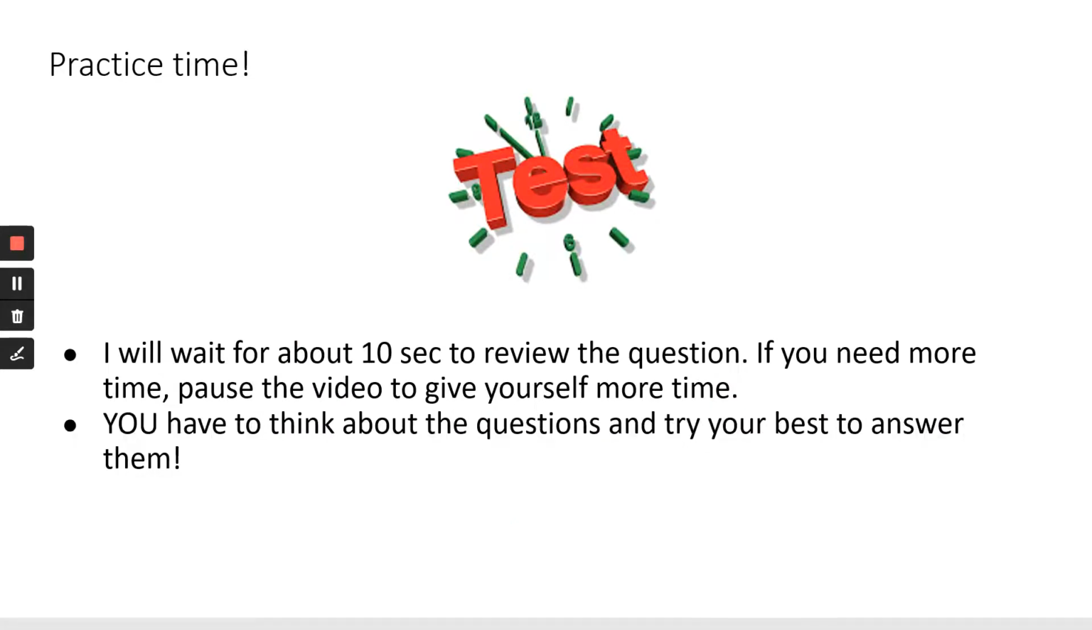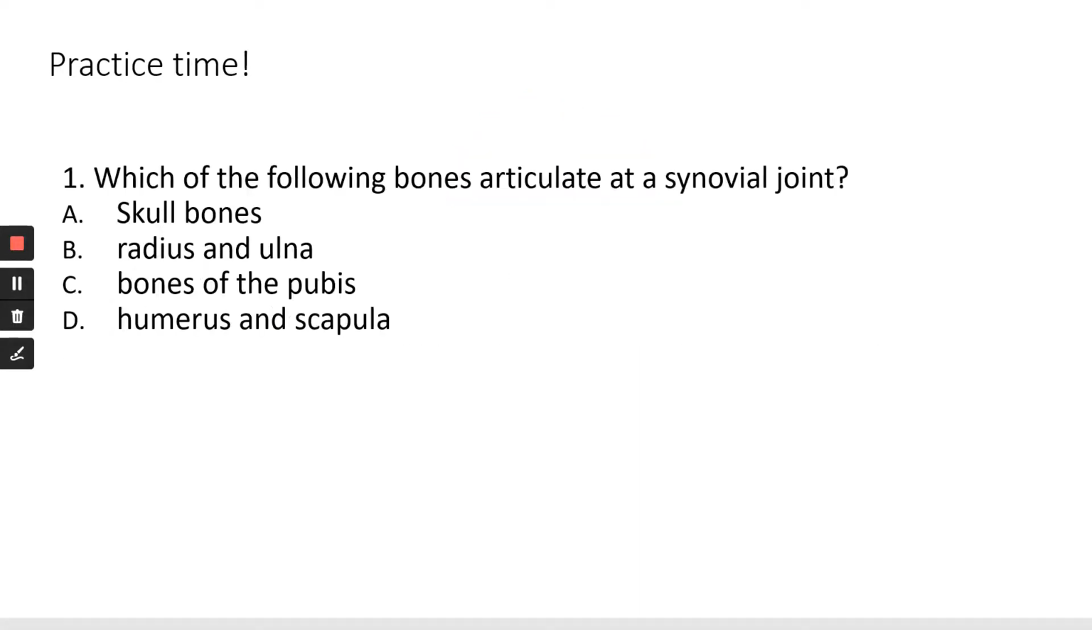All right, now let's practice with some questions. Number 1. Skull bones, remember the sutures? Which one is it? The fibrous joint. Radius and ulna, that's also fibrous. Remember, that's the second picture on that slide. Bones of the pubis. Which one's that? That's the cartilaginous joint. You have two pubis bones, and in the middle you have a disc of fiber cartilage. So the correct answer is the last one.